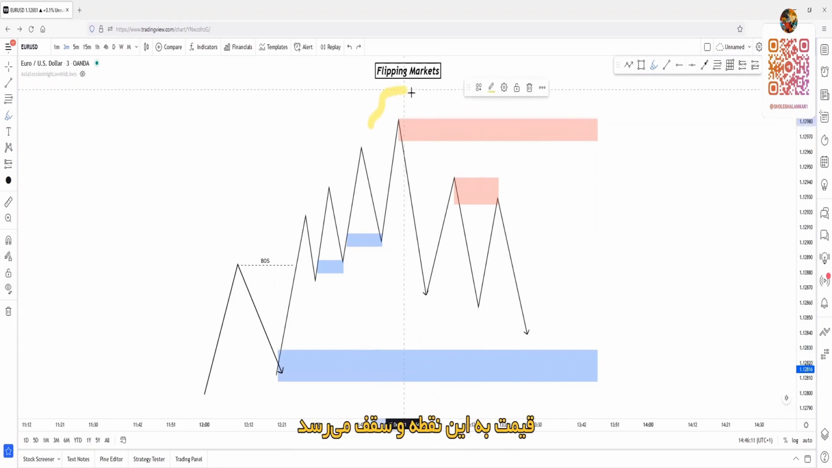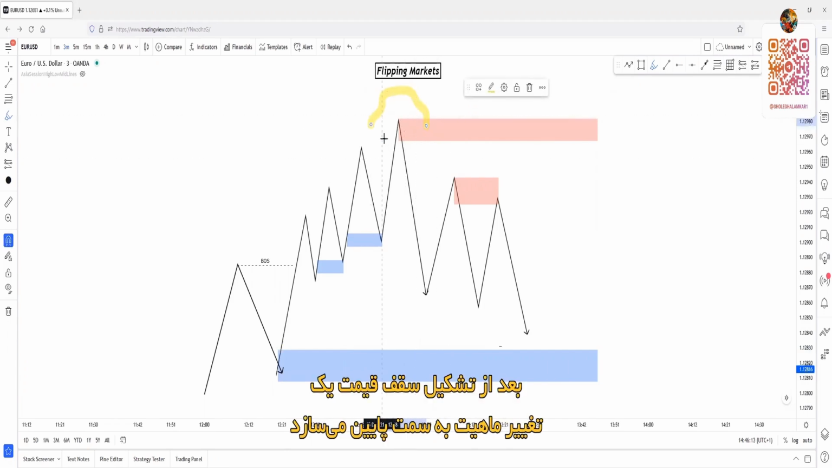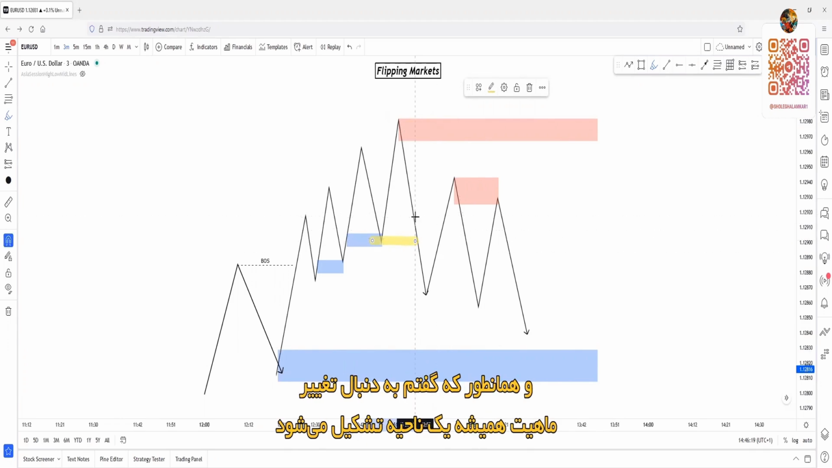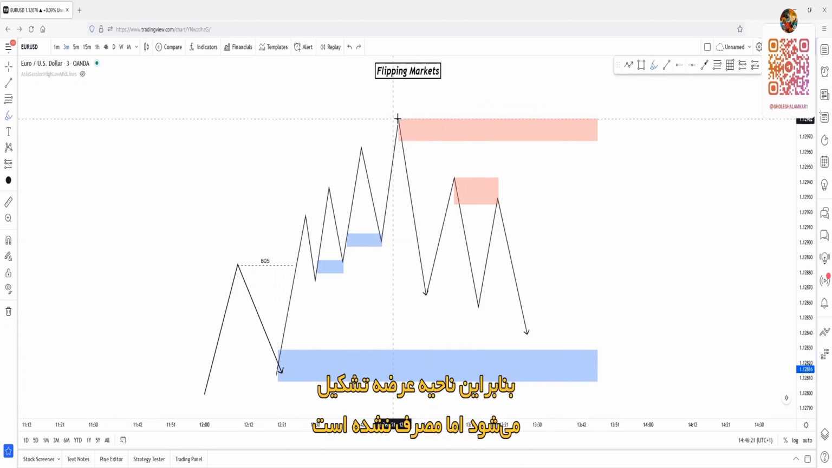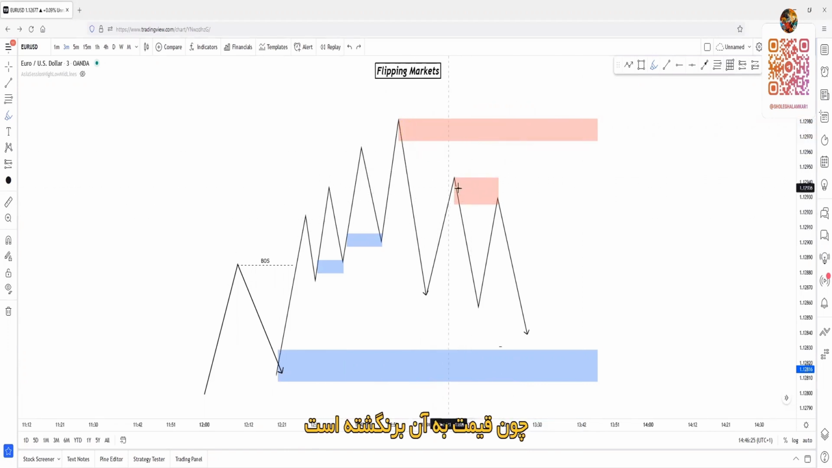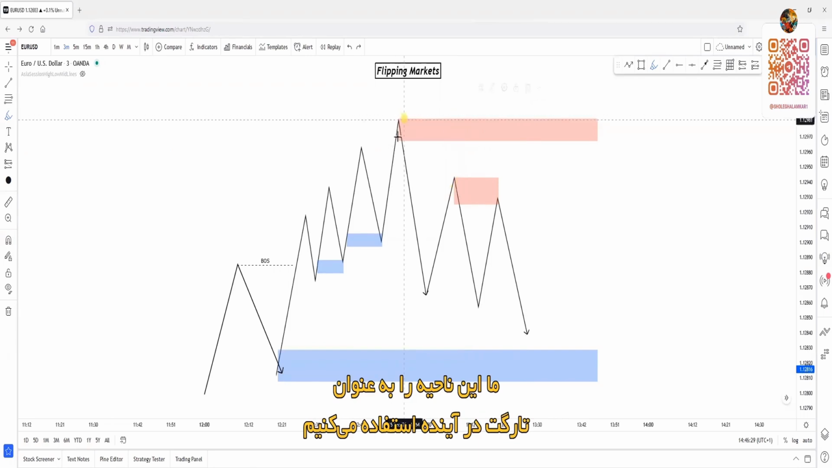Okay, price reached its high point here, and after the high point has been reached, price broke structure and changed character to the downside. So as I said, a change of character will always create a zone. So this supply zone has been created, but it was also left unmitigated, because price didn't come back up to mitigate this one. We will use this supply zone as our target point later.